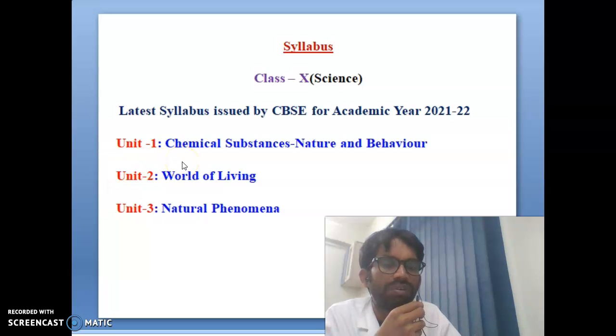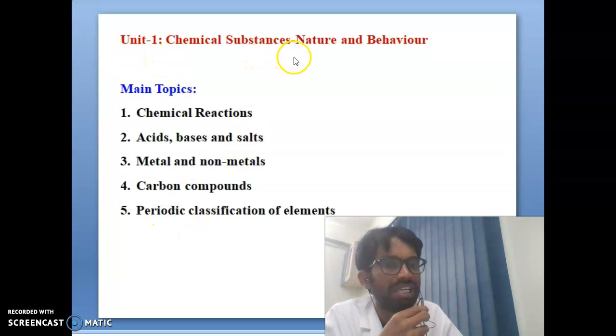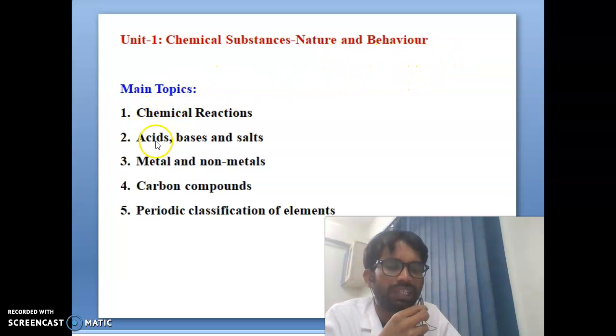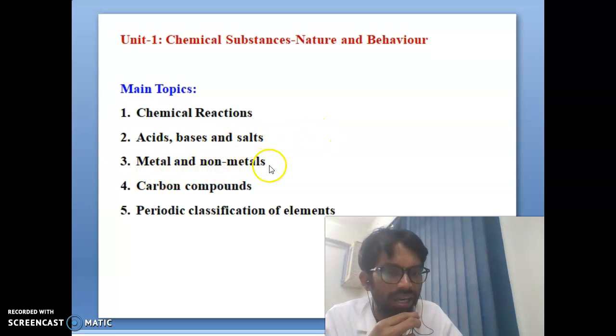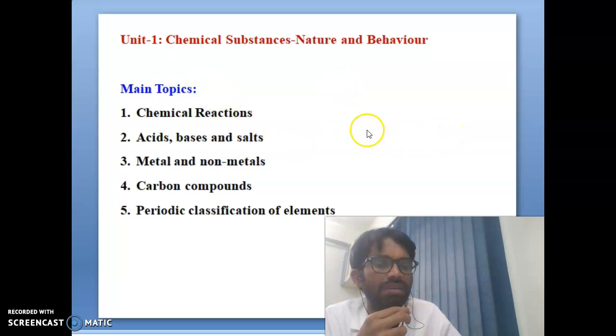Today we will talk about the chemistry part, the chemical science part, which is unit 1, chemical substances, nature and behavior. From unit 1 you can see the 5 main topics: first, chemical reactions; second, acids, bases and salts; third, metals and non-metals; fourth, carbon compounds; and fifth, periodic classification of elements. These are the 5 main topics under unit 1, chemical science.